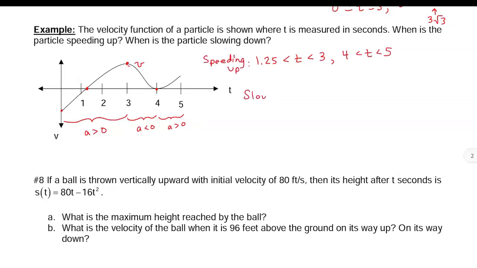Okay, slowing down, they would have the opposite signs. So when do velocity and acceleration have the opposite signs? That would be between 3 and 4 because velocity is positive and acceleration is negative.